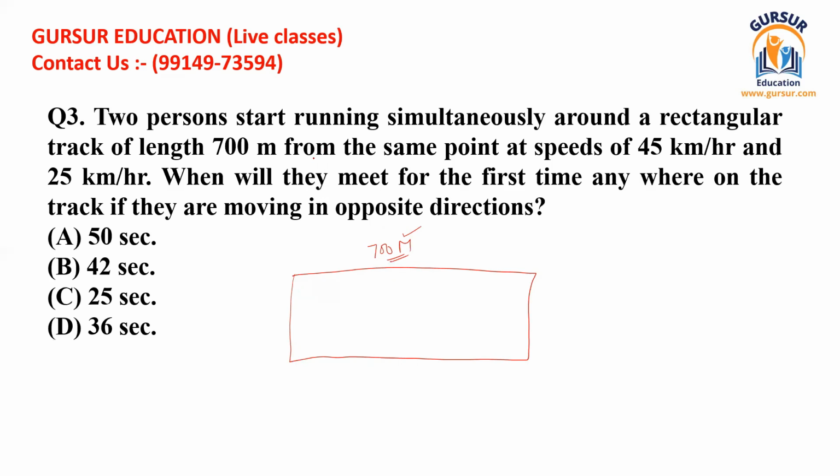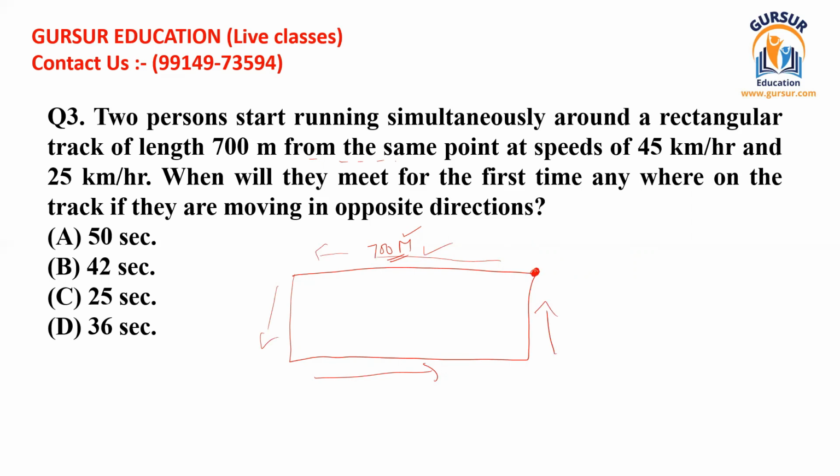Now it's given that they start from the same point, and we assume that they are starting from here. Remember that when the length of the rectangle is given as 700 meters, we are talking about its perimeter, I mean to say all the area around it. So the total of all this is 700 meters. So they are starting from the same point, from here.